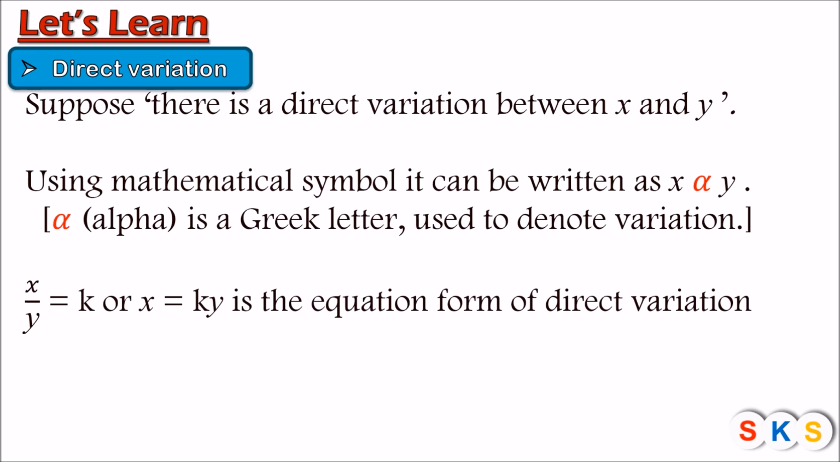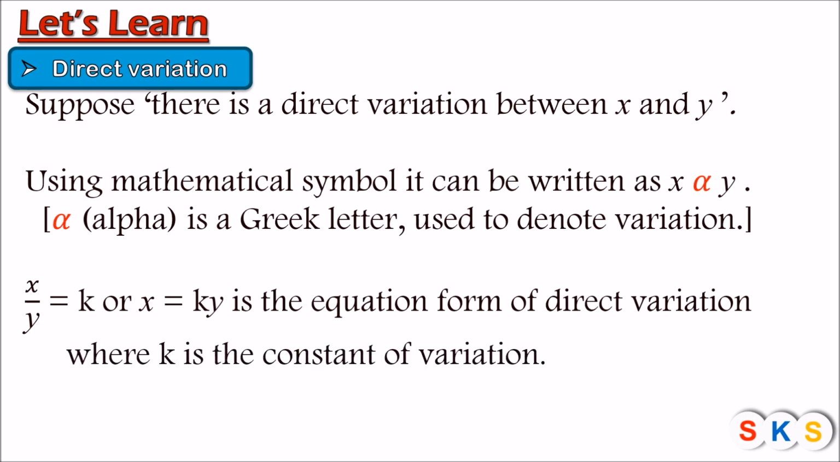So you can say x upon y equals k, or x equals ky, is the equation form of direct variation. Here k is known as the constant of variation. So what is the equation of direct variation? x upon y equals k, where k is the constant of variation.